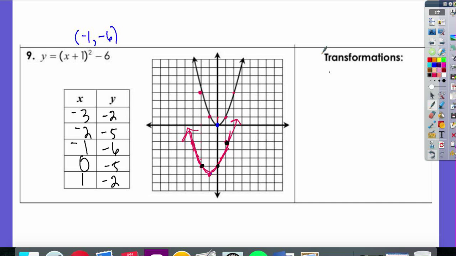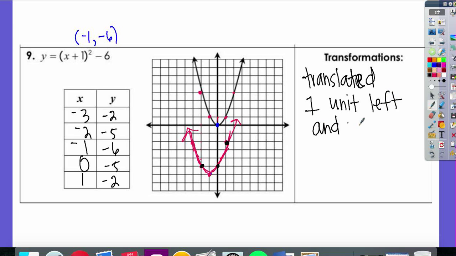So our description of the transformation is that it translated 1 unit left and 6 units down. So once again, if it goes left or right, that's called a horizontal translation or horizontal shift. If it goes up or down, it's called a vertical shift.